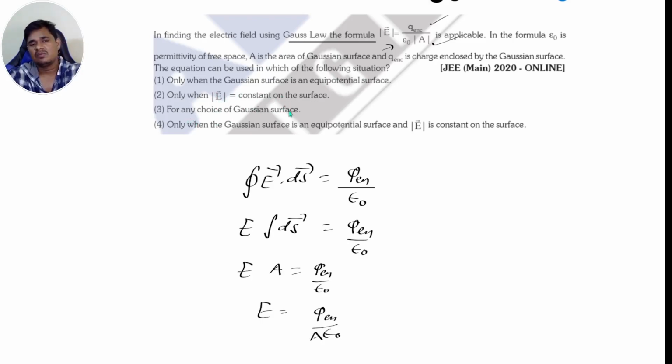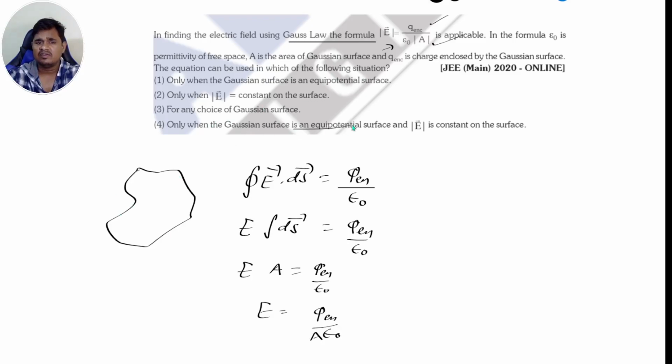For any choice of Gaussian surface: we are free to choose any Gaussian surface and apply it, but there is a problem that we should know the area of that Gaussian surface. Suppose I choose a Gaussian surface like this way. Now we cannot calculate its area.